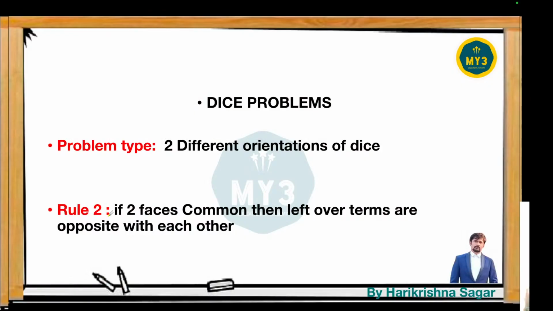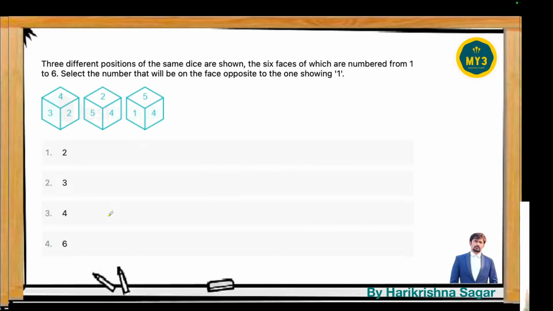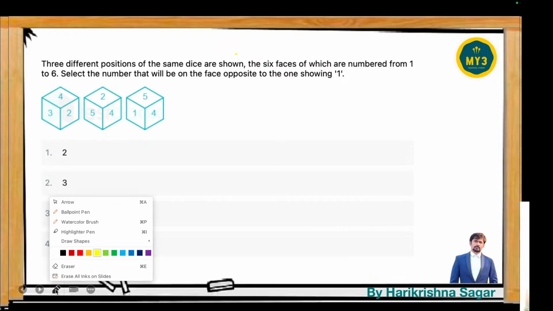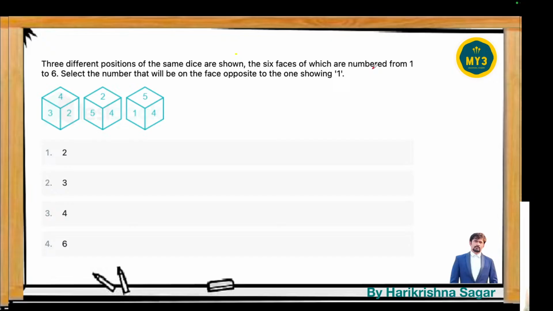And moving forward to the second rule. The second rule is talking about whenever you see only 2 dice, and in those 2 dice, if 2 faces are common, the leftover terms are going to be treated as opposite to each other. For example, we have a question like this. There are 3 positions of the same dice projected here, with 6 faces numbered from 1 to 6. Select the number that will be opposite to the one showing 1. That means they are just asking what is the face opposite to 1.